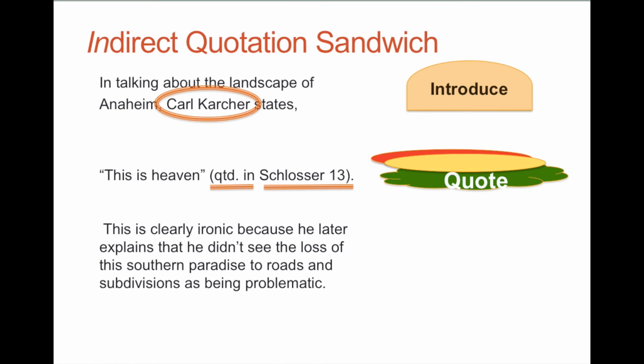Then I'm going to explain the quote. This is clearly ironic because he later explains that he didn't see the loss of the Southern paradise to roads and subdivisions as being problematic. You notice here that I'm about to explain why I've used this quote and what it means in the context of my paper.